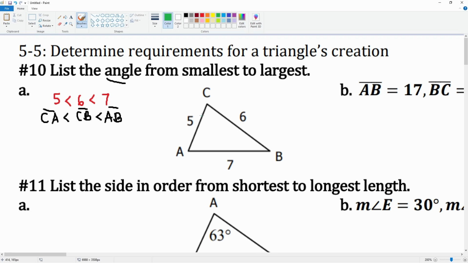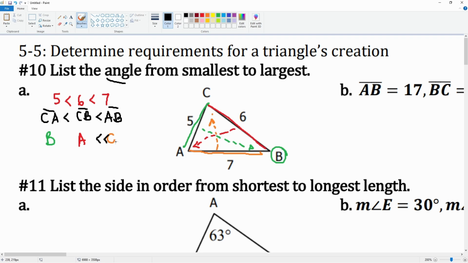So CA, its opposite is going to be angle B. So we write B here. CB is right here. I'm going to put that in red. Its opposite is going to be angle A. And then we have AB. Its opposite is going to be angle C. Make sure you write the angle symbols.